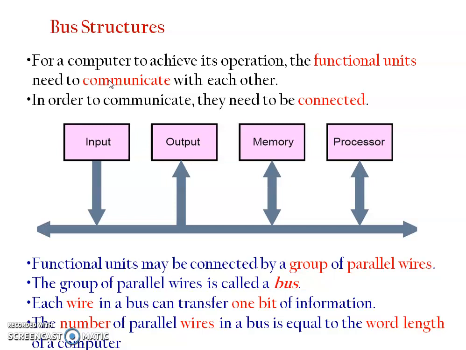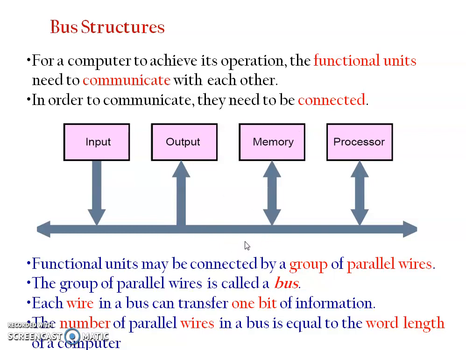Okay, so for a computer to achieve its operation, the functional units need to communicate with each other. So what are the functional units? These: input, output, memory and processor. They need to communicate with each other so that they will be able to execute any instruction, or perform some operation. So in order to communicate, they need to be connected using this system bus.